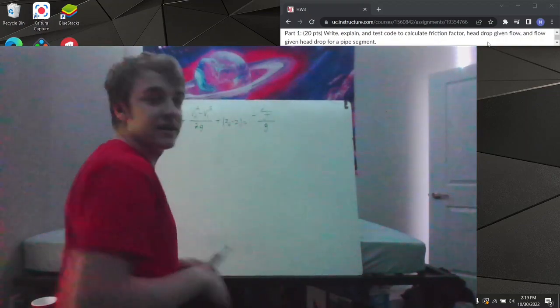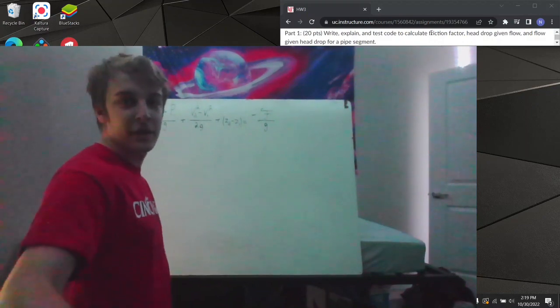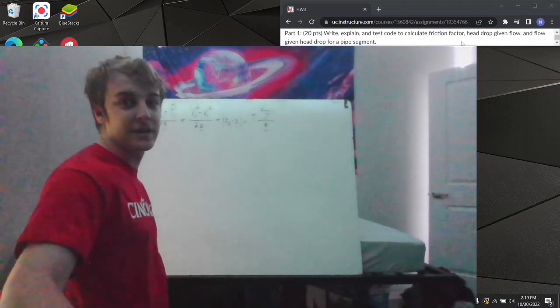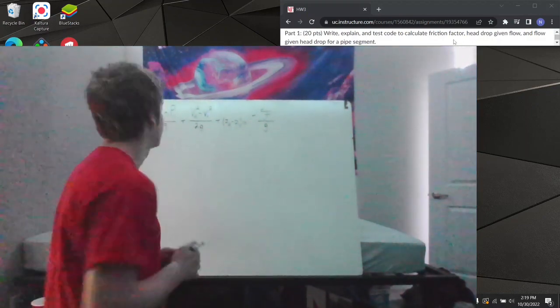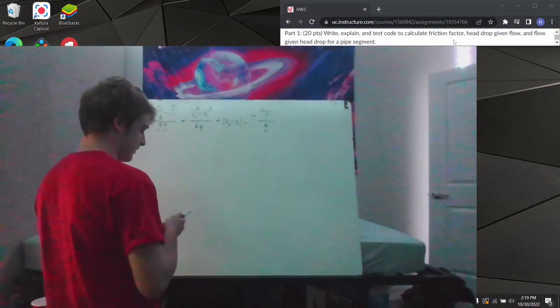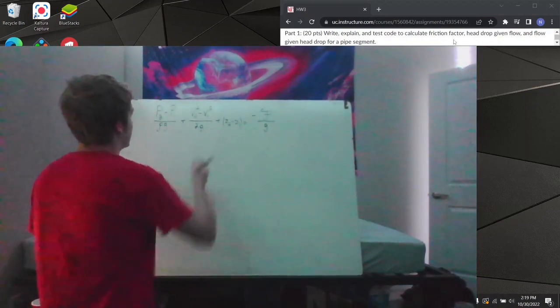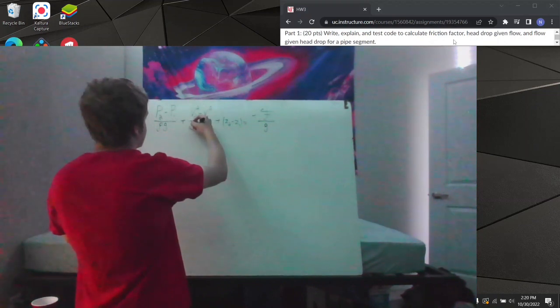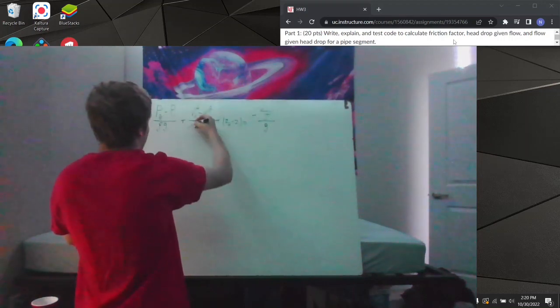And again, in this situation, it did tell us that we will have a given flow, and that means that our velocity will be staying constant, so this term will just disappear.